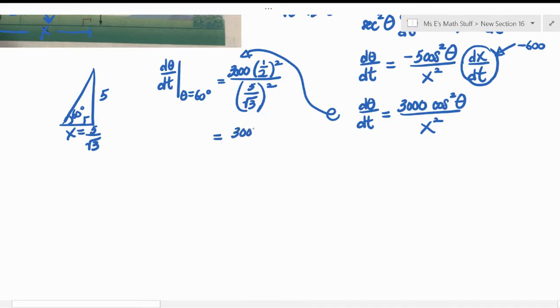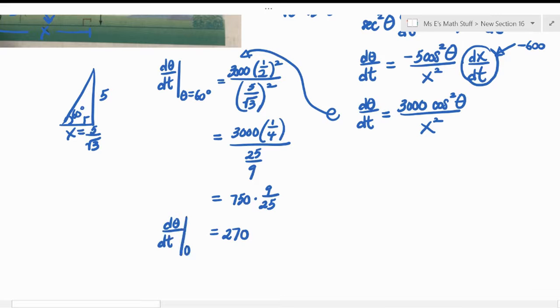We'd have 3,000 times 1/4 over 25 over 9. We could probably cancel between 3,000 and the 1/4, right? Cancel a 2, you get 1,500. Cancel another 2, you get 750. So we have 750 times 9 over 25. And then the 25 and the 750 can cancel as well, so we'd end up with 30 times 9, or 270. So d theta dt at the moment that theta is 60 degrees looks like it would be 270.